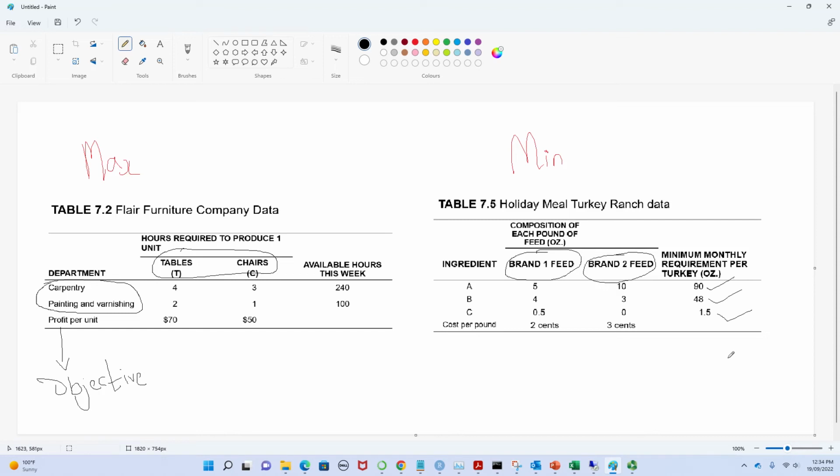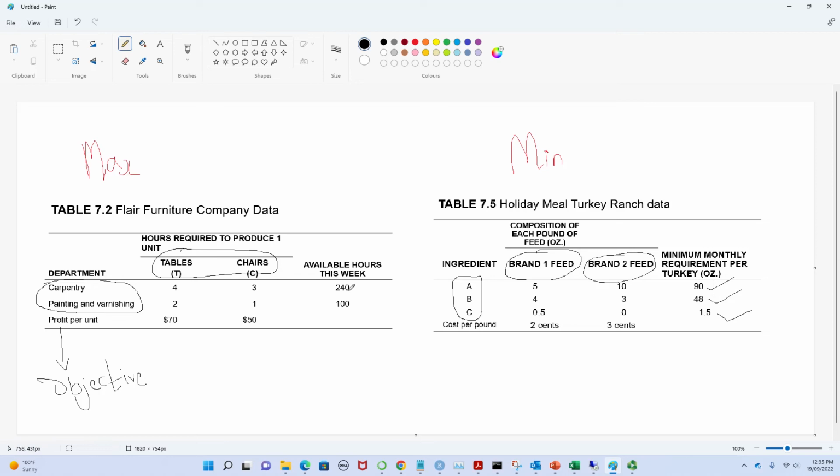The issue we are facing is that there are two brands of feed. Just like here, where you needed to combine tables and chairs, in minimization you need to combine the two feeds. These two are decision variables, so we need a combination of brand 1 and brand 2 feed such that it meets the minimum requirement of 90. We don't know what combination it will be. We can't really say it's an input, but it is a bit like an input here, and you need to have a minimum here. That's what changes.